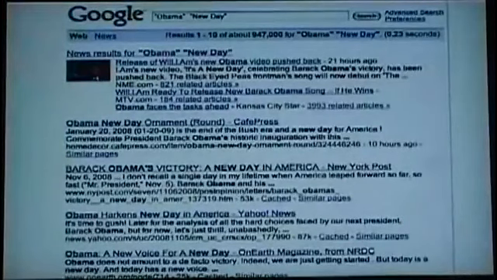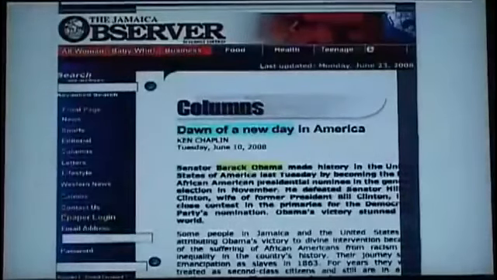Go to Google and put Obama and New Day, and you will see there's almost 1,947,000 back then. Almost 1 million entries on the web talking about Obama bringing the dawn of a new day. It's everywhere. Barack Obama's dawn of a new day for America. A new day dawns for our country.